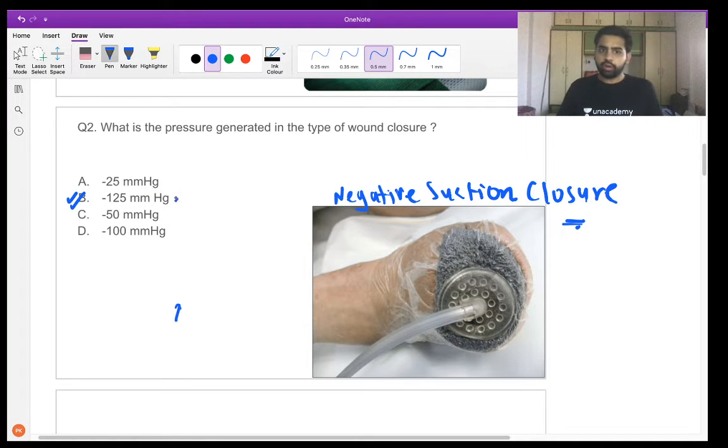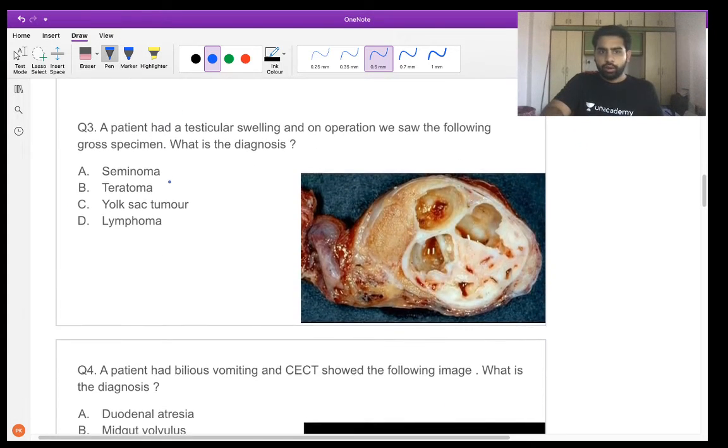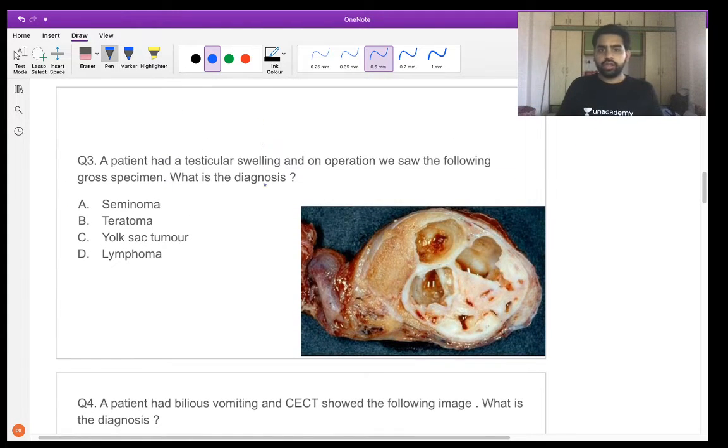Okay, this is again an important MCQ. This image was shown in your AIIMS, so this particular value can be asked in your NEET PG entrance. Okay, right. Now, a patient had a testicular swelling and he was operated. An orchidectomy was done, and we saw the following gross specimen. So can you tell me what kind of testicular tumor can be present? So I'm waiting for you guys. Please answer. What kind of testicular tumor can be present over here?